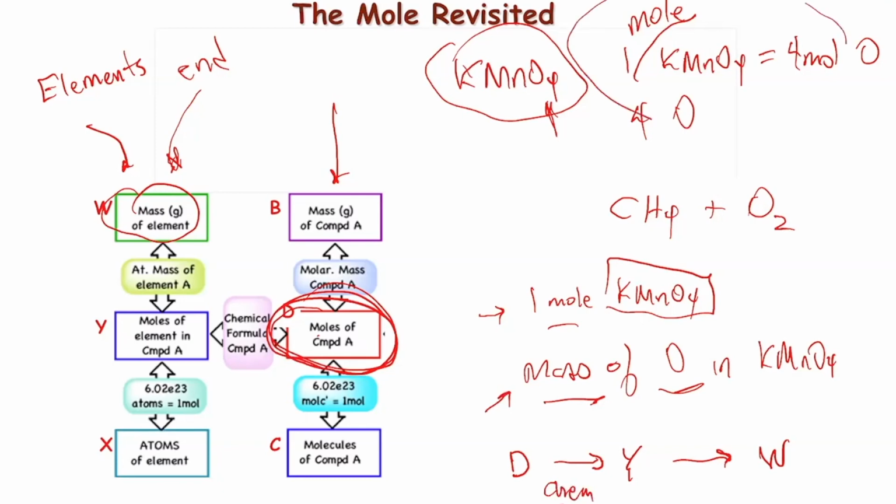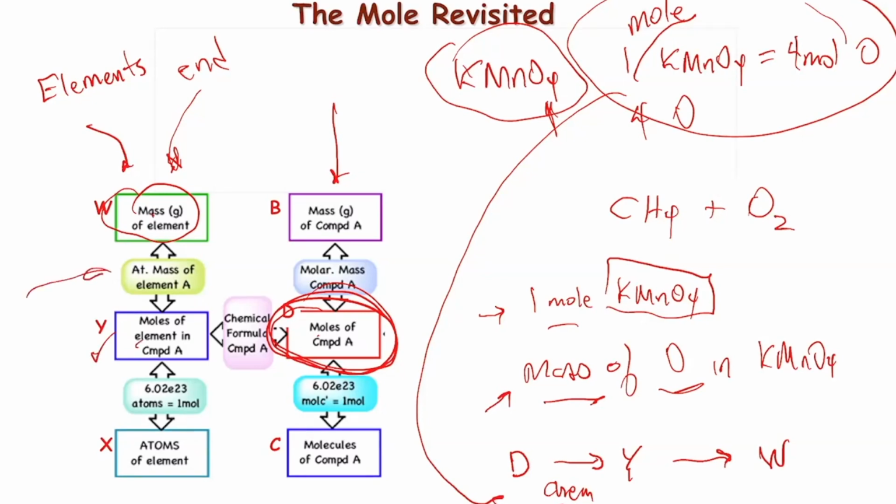This stuff right here, that's what I need. For every 1 mole of KMnO4, I have 4 moles of oxygen. And I'll have the moles of oxygen right there. And then from Y to W, I need the mass of an element, the atomic mass. AT means atomic. The atomic mass. And I know for oxygen, it's 16. Oxygen, the molecule, is 32, but oxygen, the atom, is 16. So this is the way I would solve this problem. Again, showing you, instilling in you to use dimensional analysis.